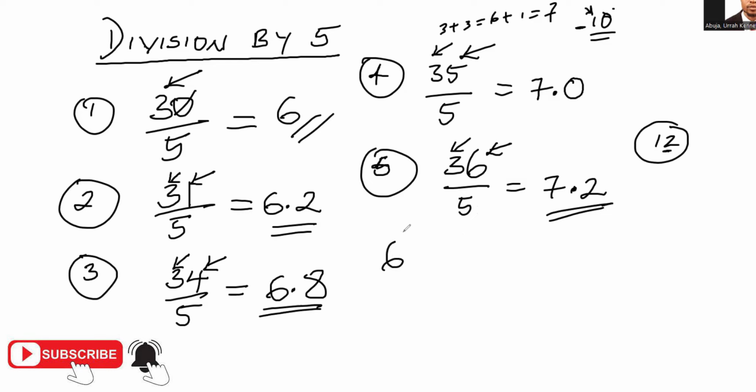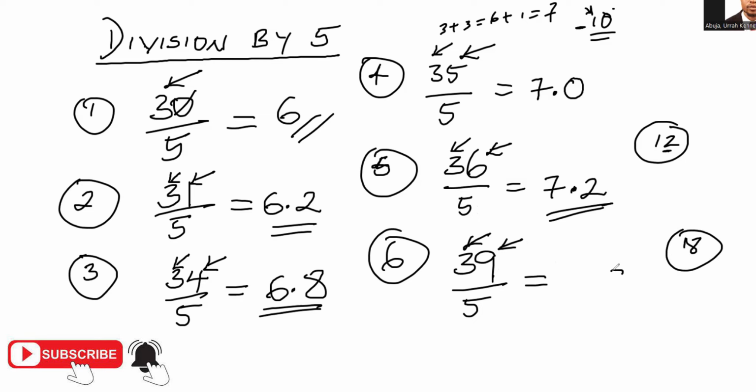Now number 6 is 39 divided by 5. This is nice. For 39 divided by 5, we add 9 to itself and we add also 3 to itself. So 9 plus 9 gives us 18. We write 8 and keep 1 to ourselves. 3 plus 3 is 6. 6 plus 1 is 7. So we're having 7.8 as our answer.